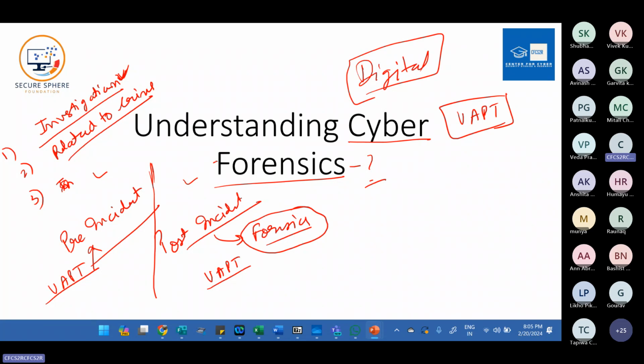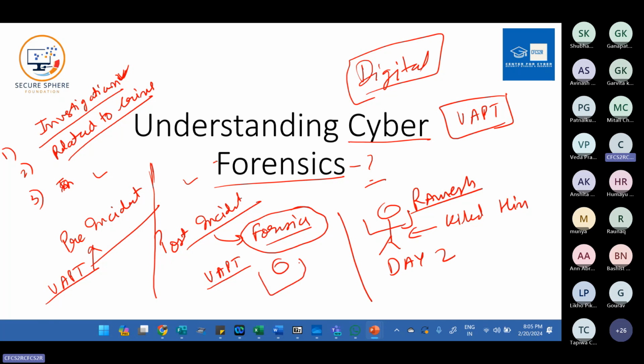Just to understand digital forensics, imagine this is a person. His name is Mr. Ram or Mr. Ramesh, and somebody has killed him. This is day two, and in day one, he is just roaming in a garden. So when do you do the forensics, on day one or day two? Sir, after day two. Yeah, at day two or after day two. It means whenever any incident has happened, after that you are going to do the forensics.